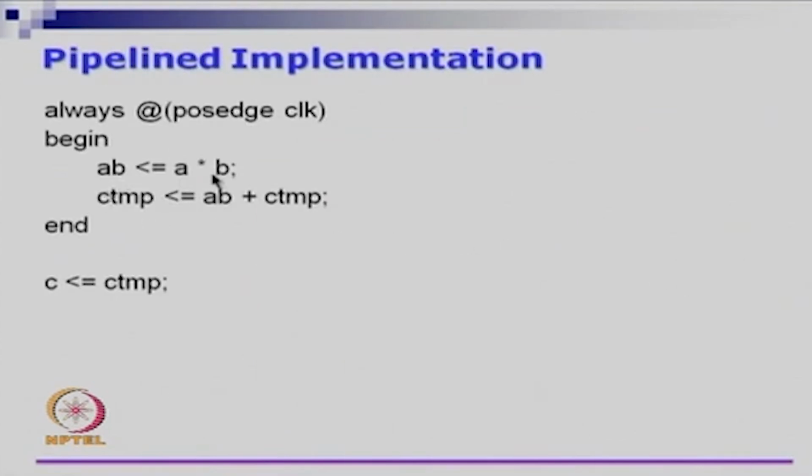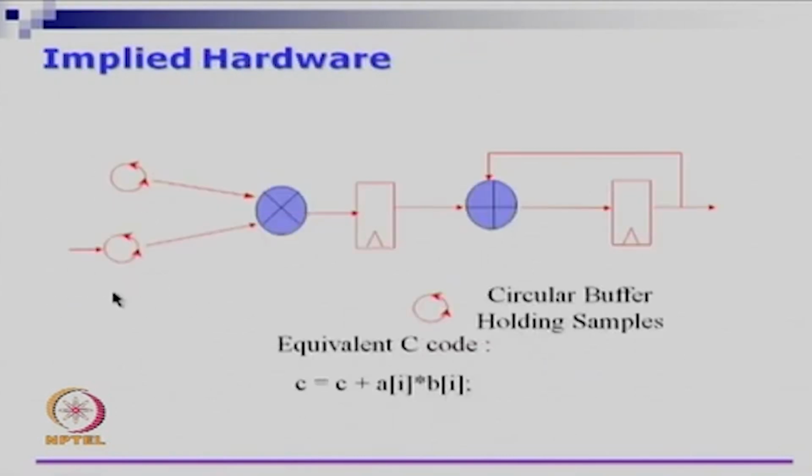So AB is A times B, C temp is AB plus C temp. This is what we have been seeing all along. A times B, and we are adding with C temp, and we are putting the result back in C temp itself. Finally we are assigning C to be equal to C temp. So the hardware inferred would be something like this.